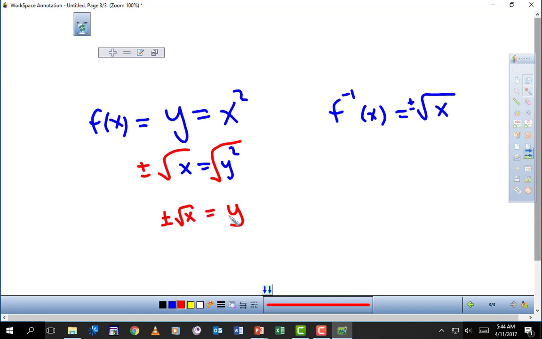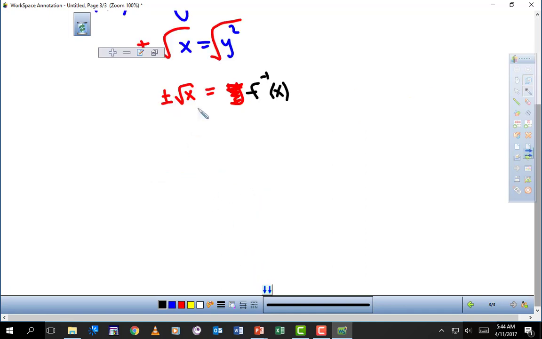And so when you get done here, you get y is equal to plus or minus the square root of x. Now again, just like in the previous slide, we don't call this y anymore because y was actually equal to x squared. This is actually the inverse. So we'll call this the inverse function. And again, that's what we do. We do this switch variable trick.